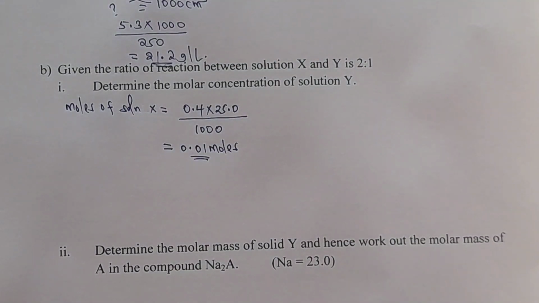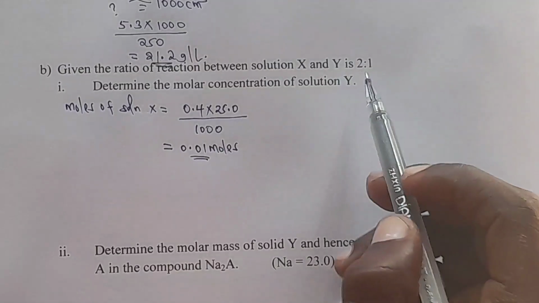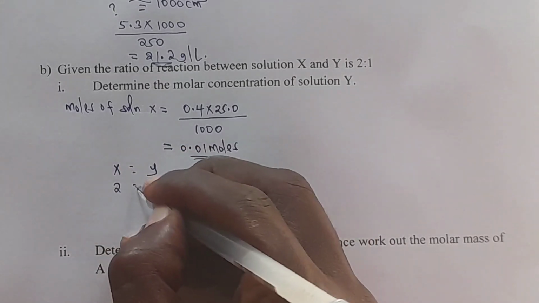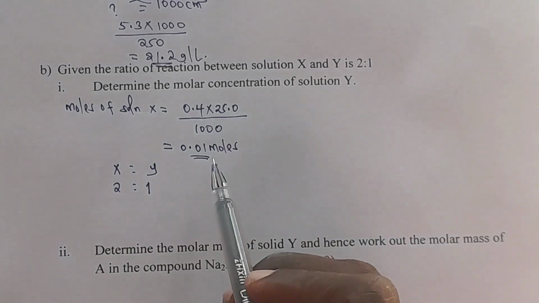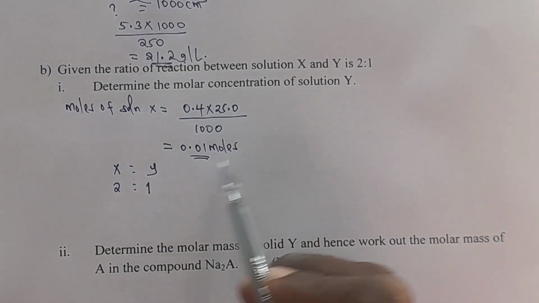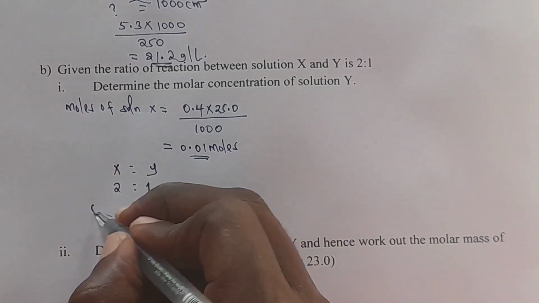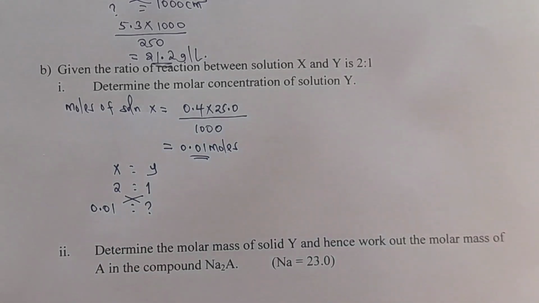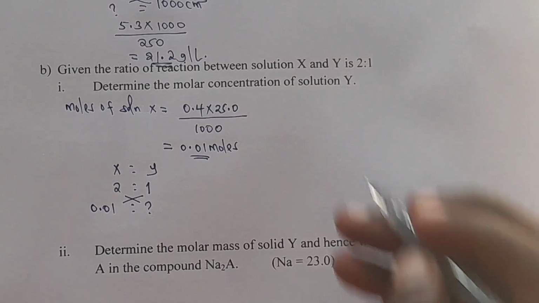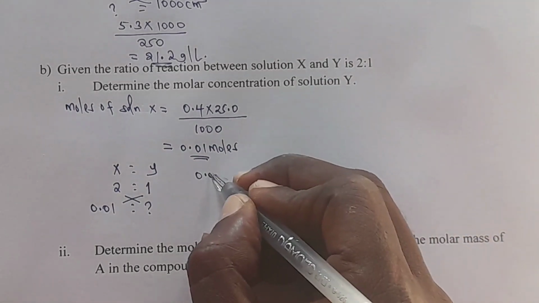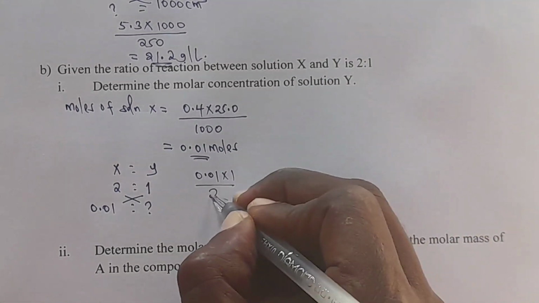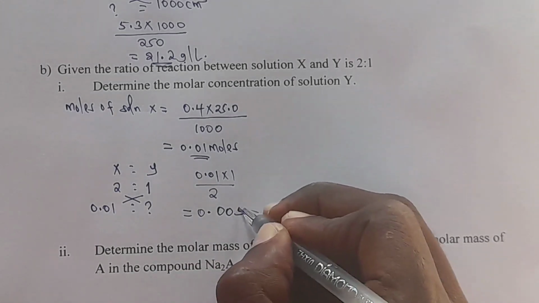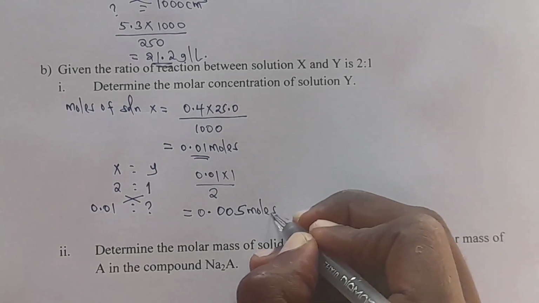Then next, I have to use mole ratio, but they have given the mole ratio between solution X versus solution Y. It is 2:1. But we have gotten the number of moles of solution X, which was hydrochloric acid, to be 0.01 moles. So we can ask ourselves, what about the number of moles of solution Y? So there, we are going to say 0.01 times 1 divided by 2, and here we are going to get 0.005 moles of solution Y.